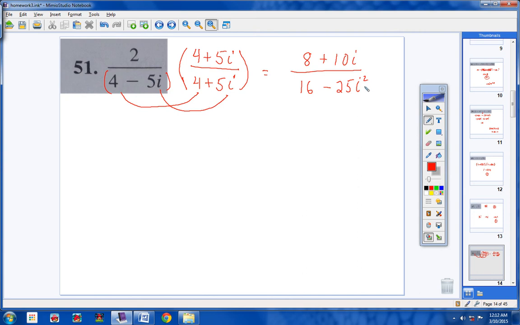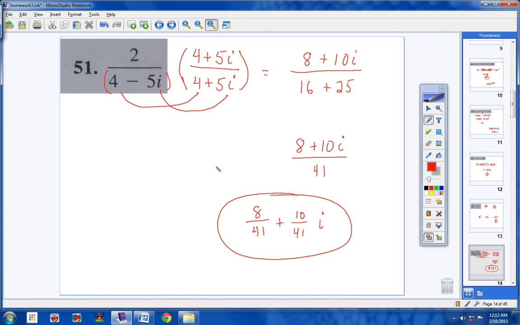Okay? Now, students, where the i squared is, you put a negative 1. And negative 25 times negative 1 is a positive 25. So now we have 8 plus 10i over 41. And now we write our answer in standard form. 8 over 41. Then bring down the sign here. Plus 10 over 41i. Okay? So that should be the answer for number 51. Let's check and make sure that it is. And yes, it is.